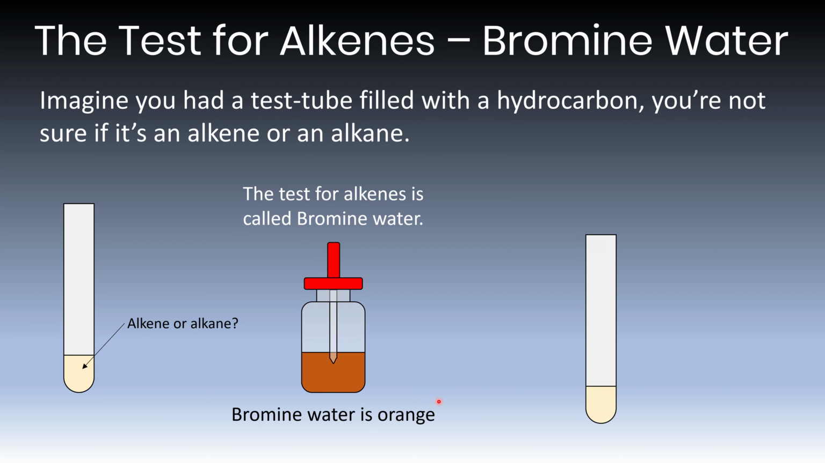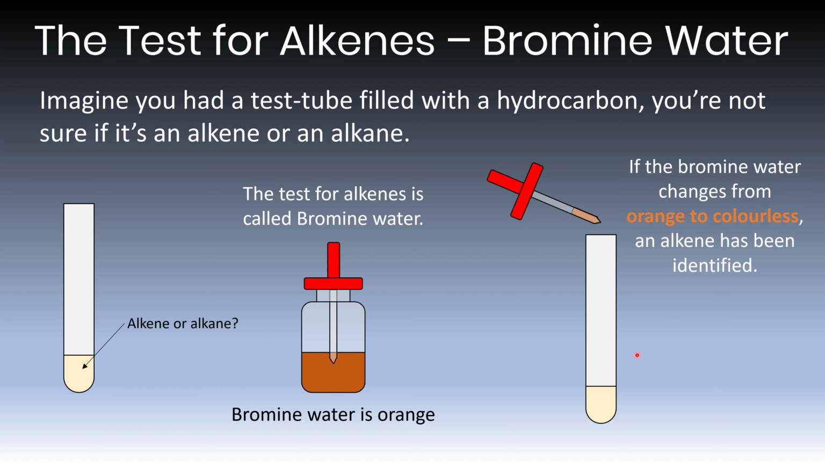So what we're going to do is take our test tube filled with our sample, which we are unsure of whether it's an alkene or an alkane, and we're going to add a few drops of our bromine water to it and give it a shake. Now, if that bromine water changes from orange to colourless, then an alkene has been identified. There is an alkene there.